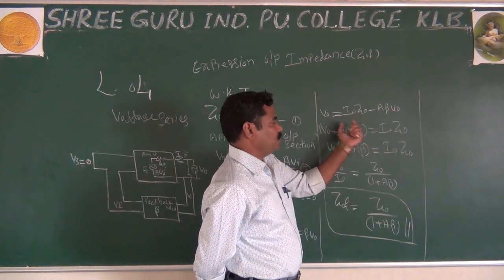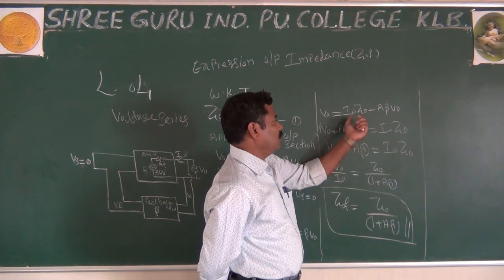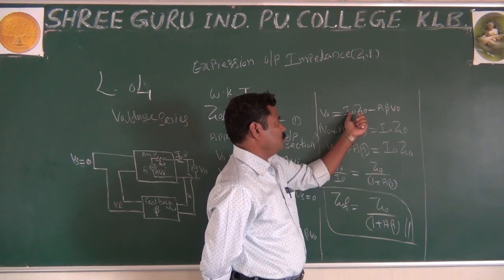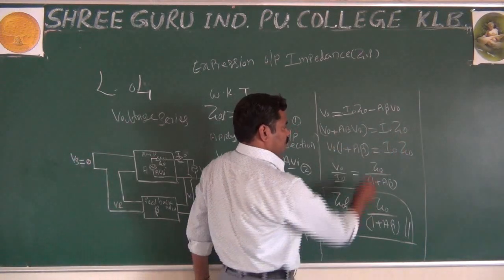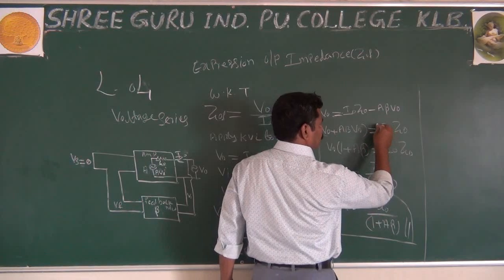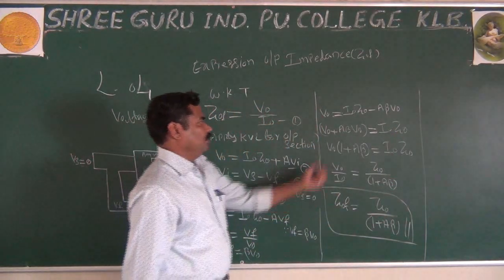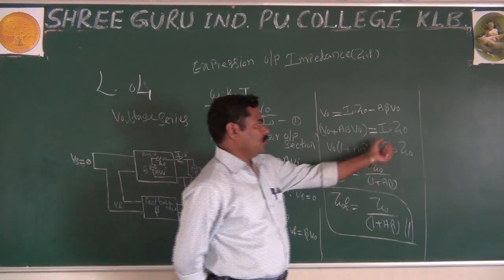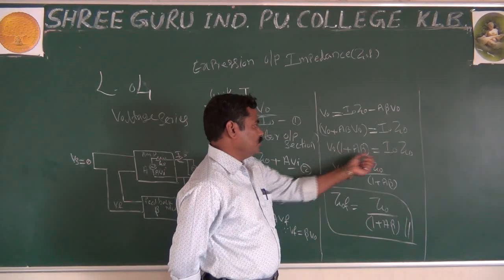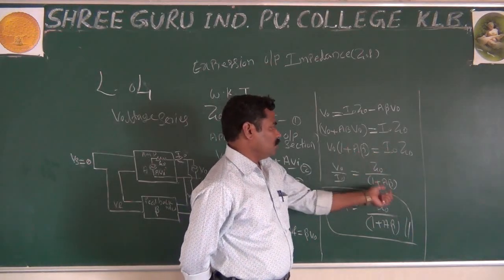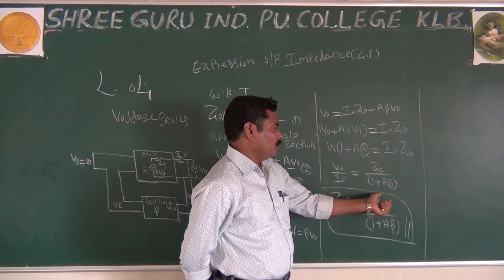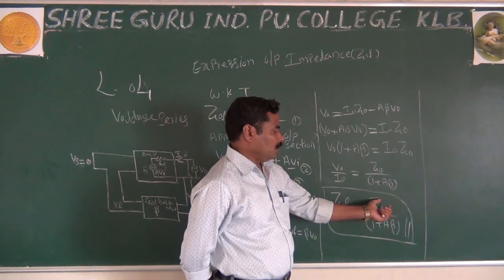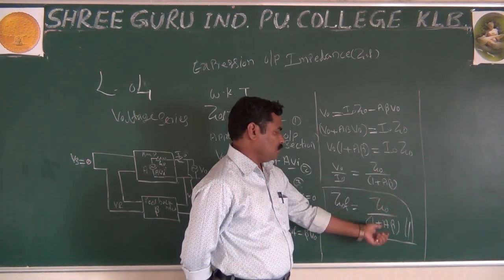Then you take the same terms to one side; V naught moves to this side and becomes plus, and I naught Z naught stays as it is. Then you take V naught common, it becomes 1 plus A beta, equal to I naught Z naught. Dividing here, V naught by I naught, which is nothing but Z0F, the output impedance, equals Z naught by 1 plus A beta.